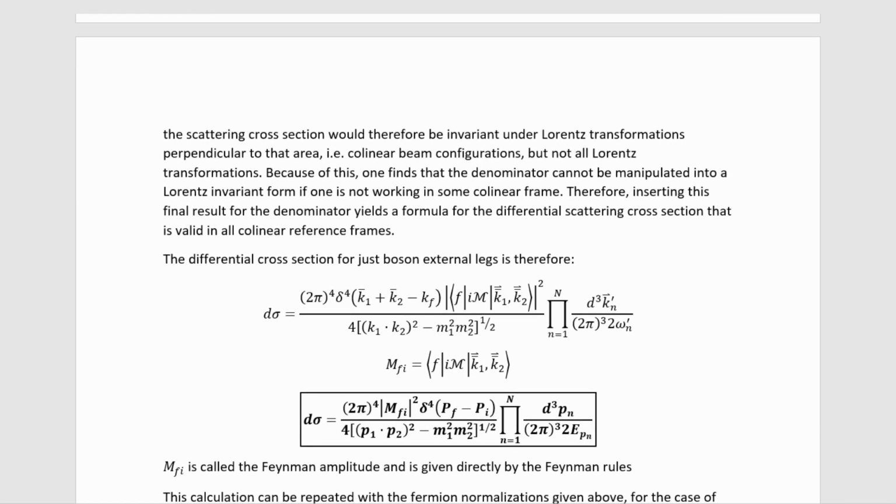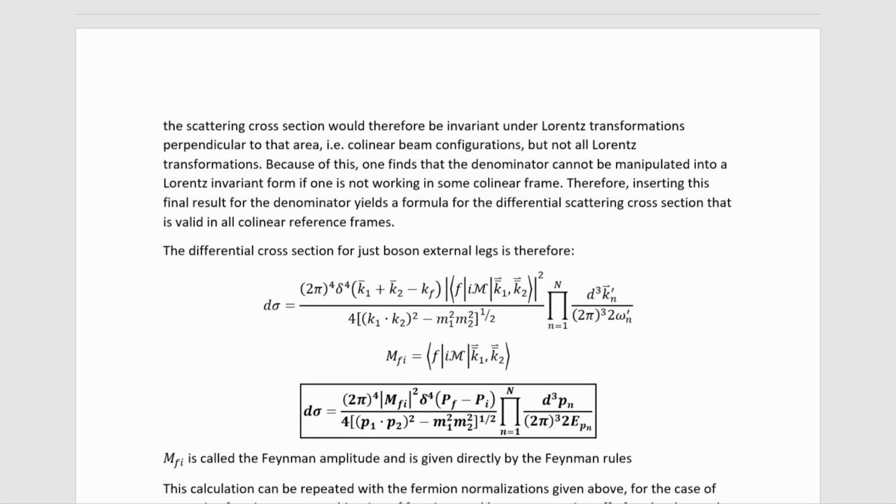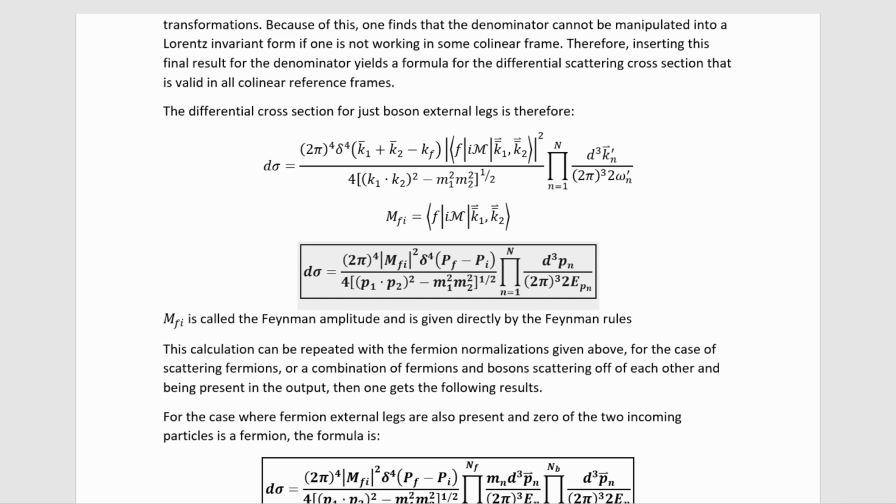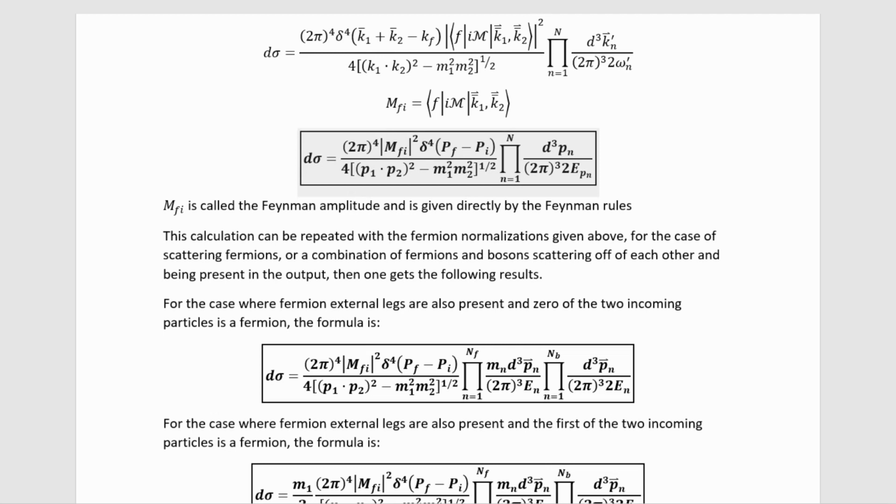The differential cross-section for just boson external legs is therefore this, which we can rewrite in terms of this symbol as is usually done. And that gives us this. As I said previously, MFI is called the Feynman amplitude, and it's what's given directly by the Feynman rules, which is why the formula in this form is particularly useful. We can just substitute the results of the Feynman rules directly in, and then the Feynman rules come out of quantum field theories. That's ultimately how we're going from quantum field theory to a differential scattering cross-section.